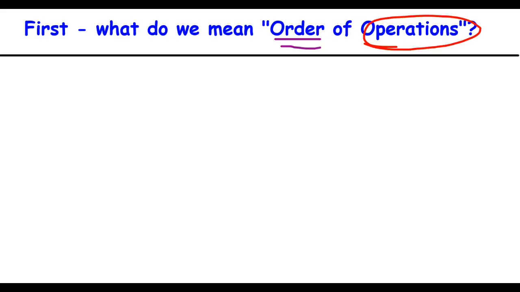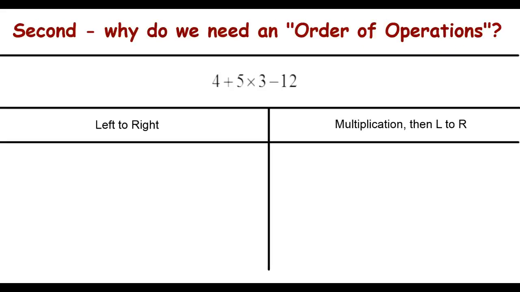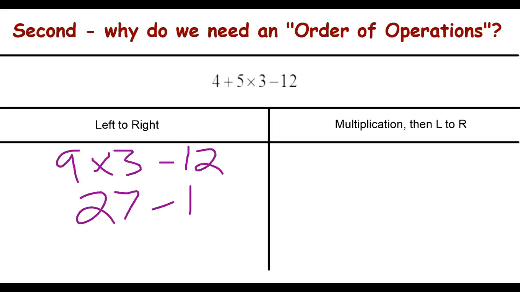So let's take a look here at the idea of 4 plus 5 times 3 minus 12. And this gets to that point that I was saying in terms of why we need an order of operations. Well, if we go from left to right, we would end up at 9 times 3 minus 12. 9 times 3 is 27 minus 12, and we would end up with an answer of 15.